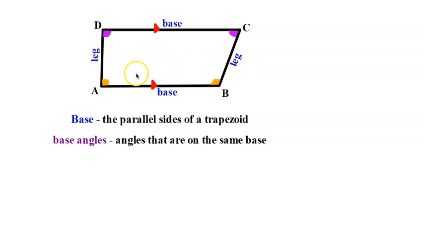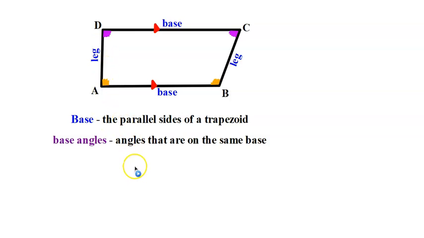And then you have base angles. Base angles are angles on the same base. So A and B, those are base angles. D and C, those are base angles. All right. So there's that. When we talk base angles, we would not talk A and D because those are on different bases.